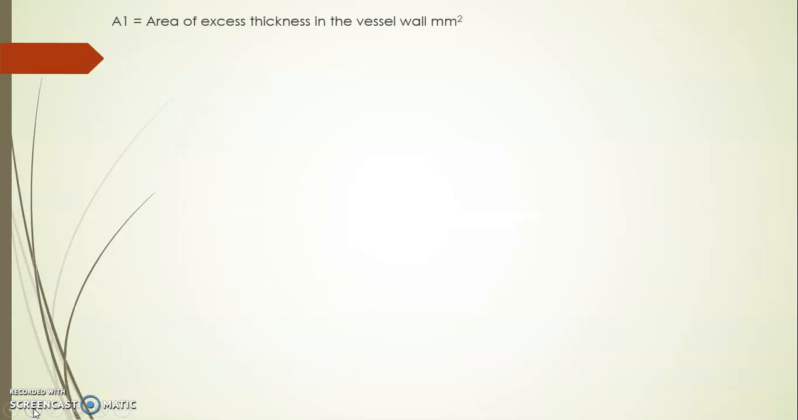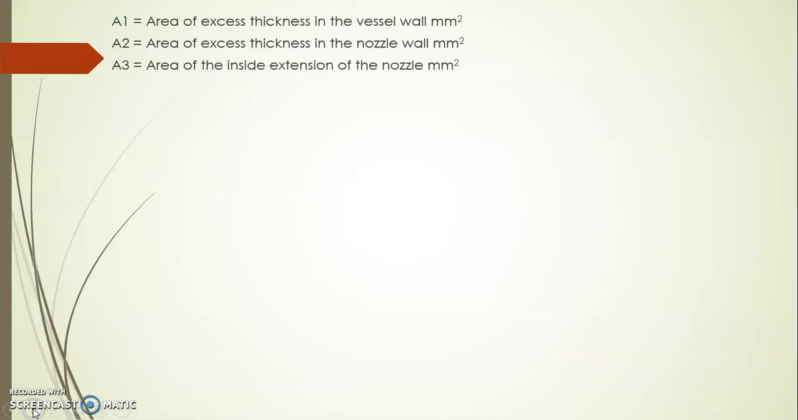A1 is equal to the area of excess thickness in the vessel wall in mm square. A2 is equal to the area of excess thickness in the nozzle wall in mm square. A3 is equal to the area of the inside extension of the nozzle in mm square. Therefore, step 1 of this problem, in that we will find out the area of the removed metal.